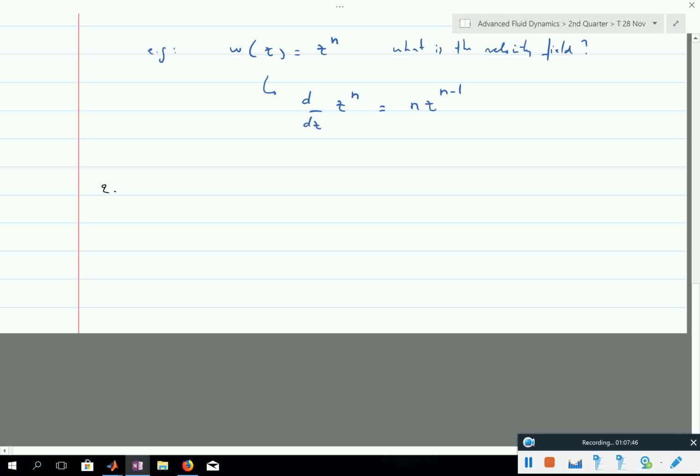Complex potential of our important flows. Complex potentials of our, we call them the building blocks, remember? Of our building blocks.